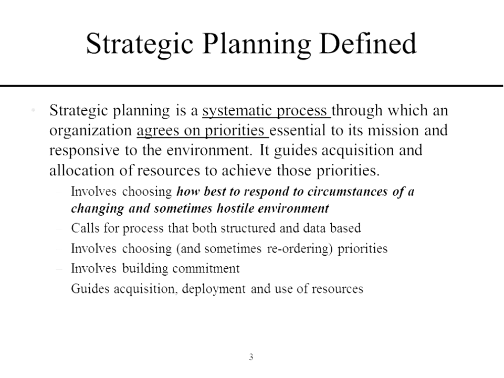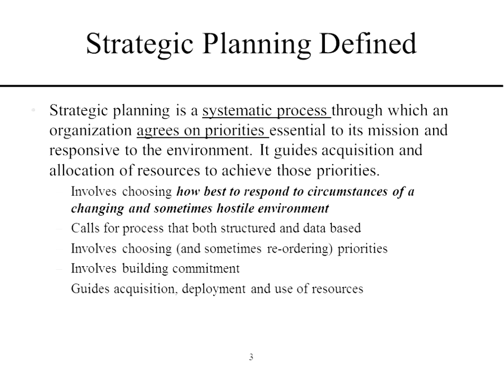So let's define strategic planning. It's a systematic process. Anytime you have a systematic process, you go through a series of steps through which an organization agrees on priorities essential to its mission and responsive to its environment. It guides acquisition and allocation of resources to achieve those priorities. It doesn't start with IT issues. It doesn't start with people issues. It doesn't start with money issues. It starts with mission issues and reason for existence issues.